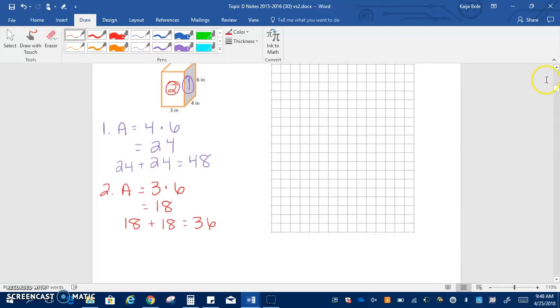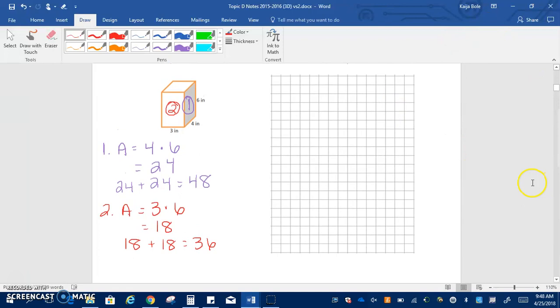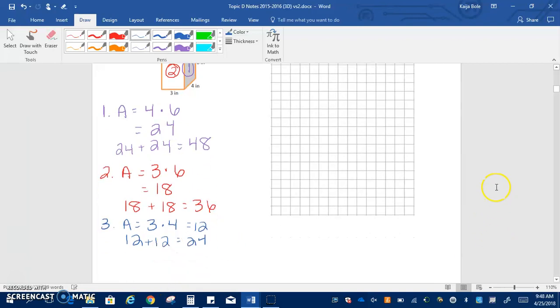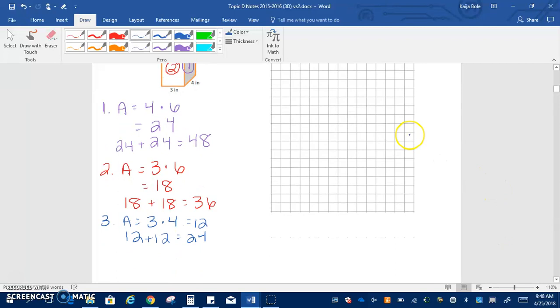We still have a top and a bottom. So I'm going to label my top and bottom face as number 3. For number 3, we have A equals 3 times 4, which is 12. And we have a top and a bottom, so we have 12 plus 12, which is 24. But now I just have all these individual numbers, so I've got to add up my 48 plus 36 plus 24. Our grand total for our surface area is 108 inches squared.